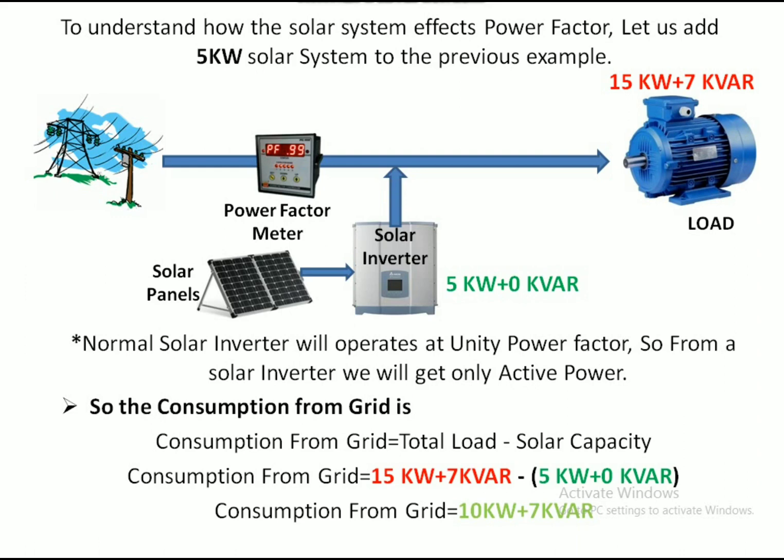This means the 15 kW active power load will be shared, 5 kW by the solar inverter and the remaining 10 kW by the grid. But as we will not get reactive power from the inverter, the overall reactive power load, which is 7 kVAr, will be supplied by the grid only.